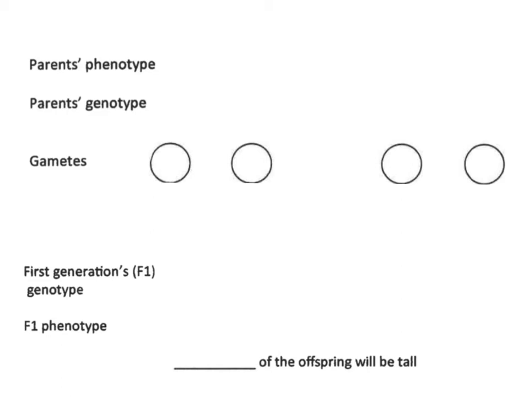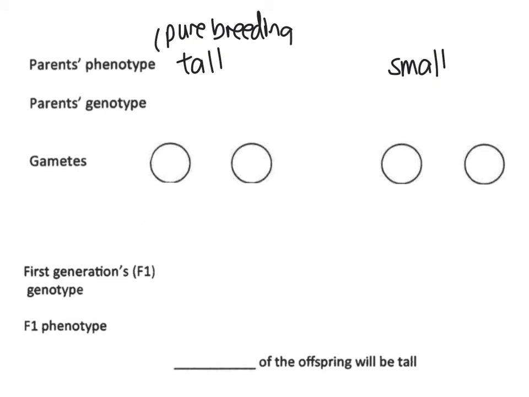Page 6 says, complete the diagram to show the cross between a pure breeding tall plant and a pure breeding small plant. So the parents' phenotypes, well, that's whether it's tall or small. So we're going to write tall here. We're going to write tall here. And then the other plant, small. We can put in there pure breeding as well. It's not essential.